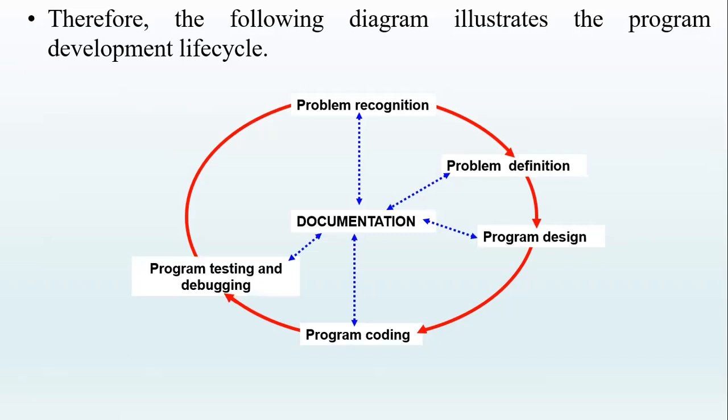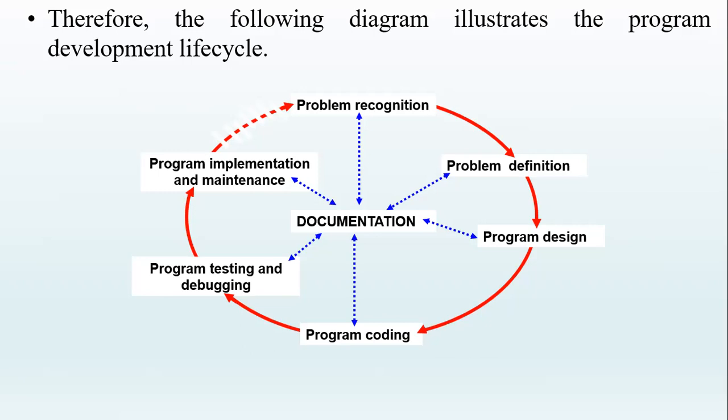Number 5 is program testing and debugging, accompanied by its documentation. Then number 6 is program implementation and maintenance, which also goes with its documentation.